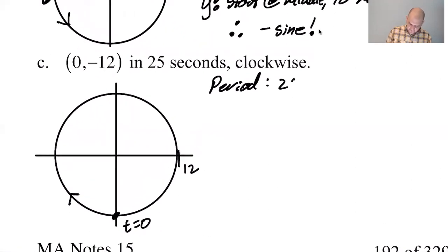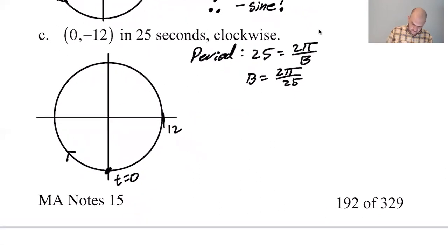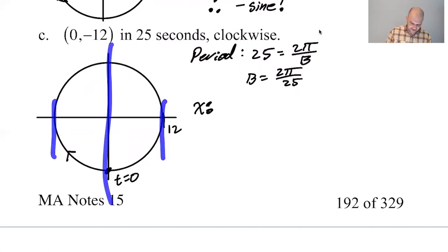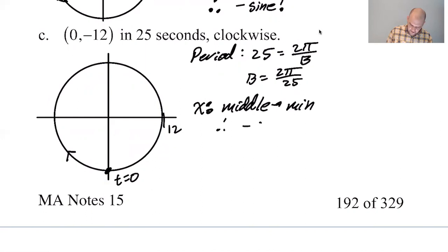The period 25 is 2 pi over b. I always write that down, which I think like, I think people think it's cool to not write that down. I need to write it down to get it right, so I do it. What's x doing? All right, so we start in the middle and we go toward the minimum x value. So there's 3 key values: a middle, a minimum, and a maximum. You start in the middle and you go toward a minimum, that's a negative sine. Middle to minimum, therefore negative sine.